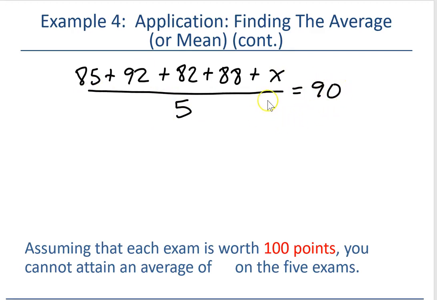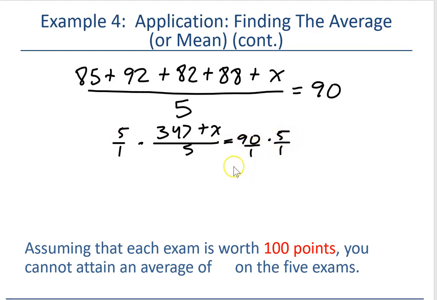Okay, so add up everything. When you add up all these right here, get your calculator out, you're going to end up getting 347 plus x all over 5 equals 90. To get rid of this 5, since we're dealing with division here, I'm going to multiply by 5 over 1 and multiply by 5 over 1. Put that guy over 1. And I get 347 plus x is equal to 450.